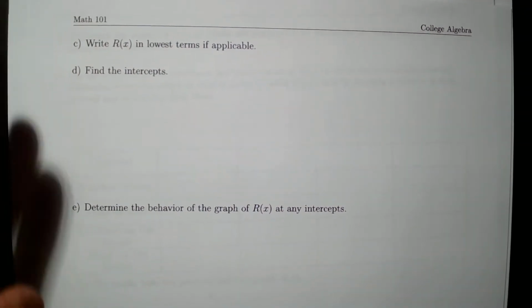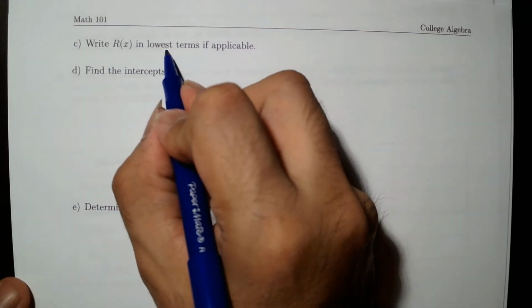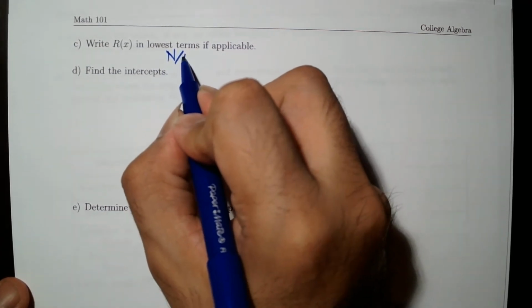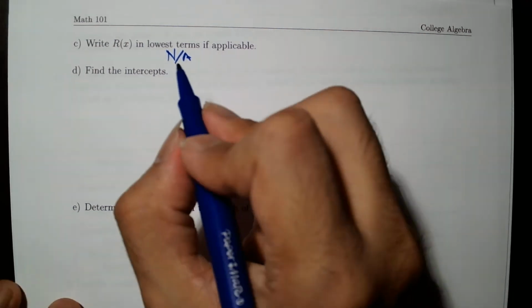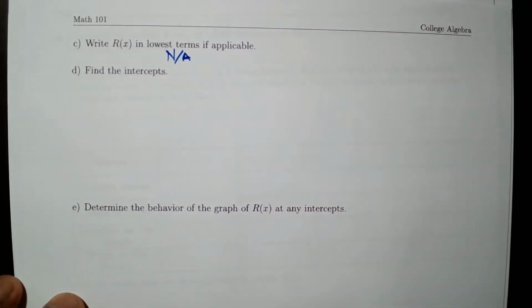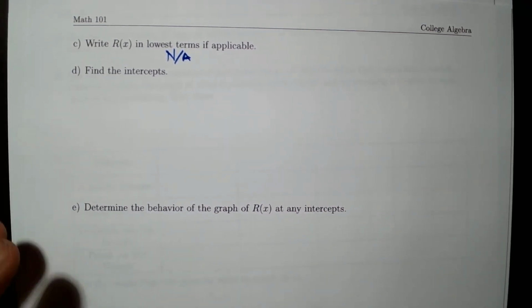Write r of x in lowest terms if applicable. It's not applicable in this case because there's no common factor that divides out. We will get one of those, you will see, and that's going to give rise to holes. I don't want to move on too quickly, so you'll see when we get there.